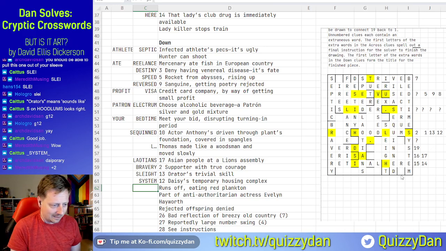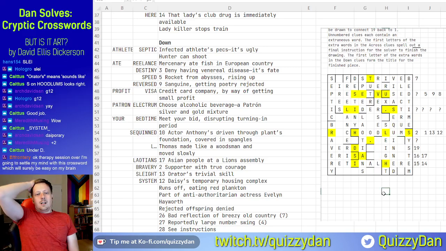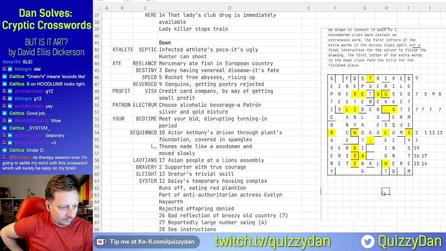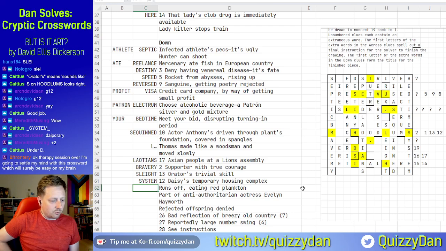Runs off eating red plankton. Where's that going to go? It's going to go here. Nope. It's going to go here. Fleas eating red plankton. Algae. Seaweed is plankton. Oh, hang on. There's an extra word in this clue. I'd forgotten about that. So because there's no number, there is an extra word in this clue.